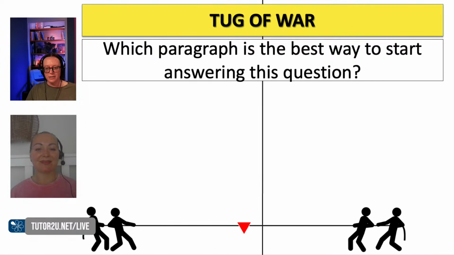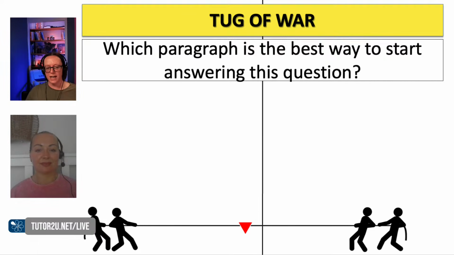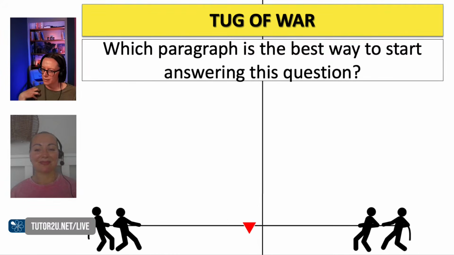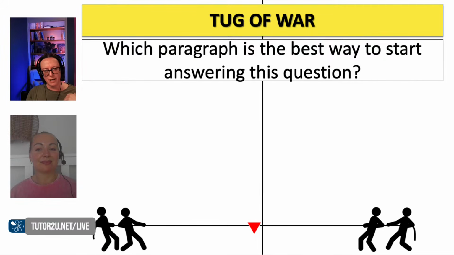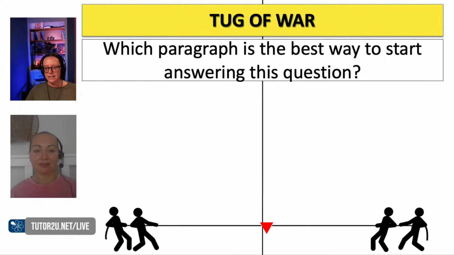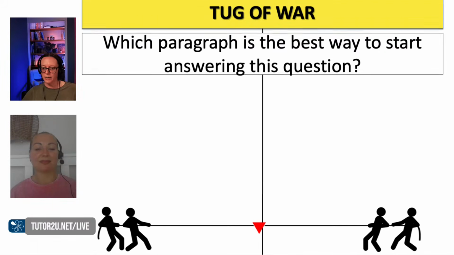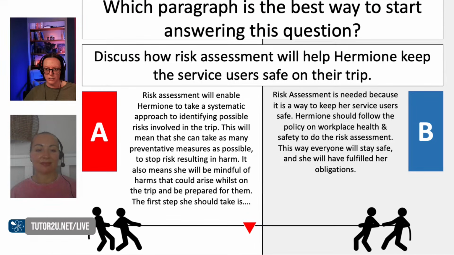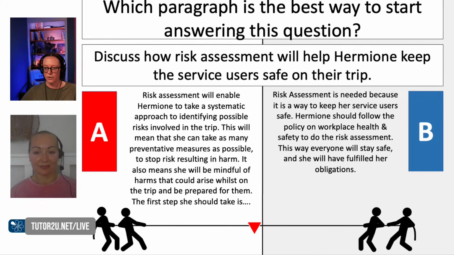What we're going to do this time is a tug of war. So we're going to present to you two paragraphs, paragraph A and paragraph B. Laura's going to be student A. I'm going to be student B. Laura will read out her paragraph, I'll read out my paragraph, and then you guys can decide which is the best way to start answering a 6-mark discuss question on this topic, okay? So just so we're all remembering, the question is on the screen. Discuss how risk assessment will help Hermione keep the service users safe on their trip.